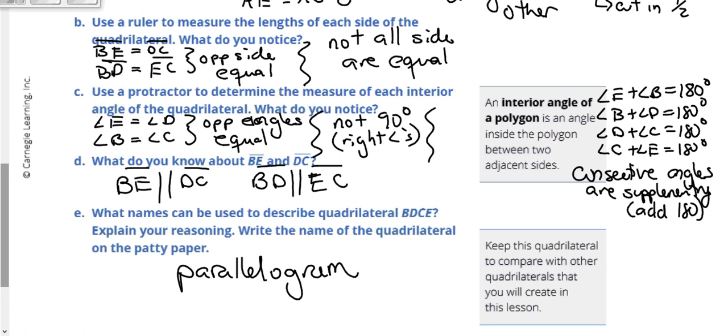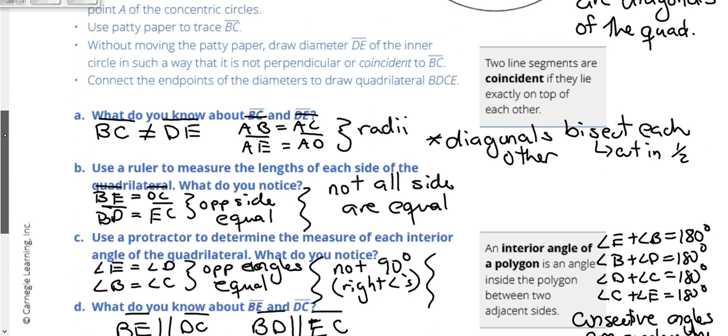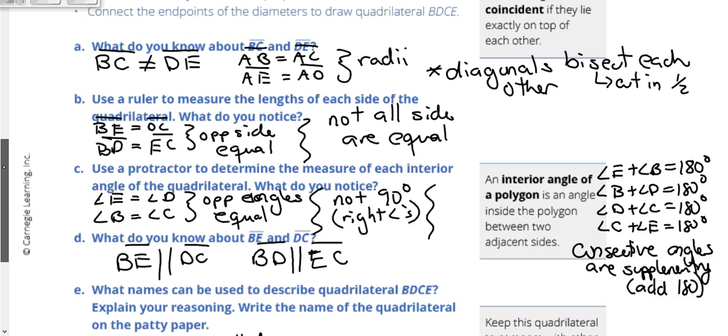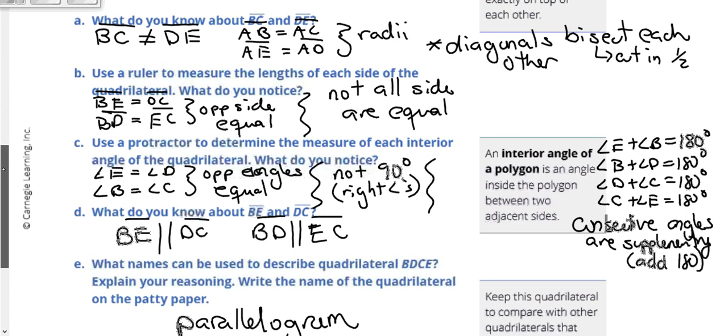So we know the properties of a parallelogram. We know that not all sides are equal. We know a parallelogram doesn't have 90-degree angles. We know opposite angles are equal in a parallelogram. We know opposite sides are equal in a parallelogram. We know consecutive angles are supplementary. And we know that the diagonals bisect each other. So lots of different little properties that we know inside a parallelogram.